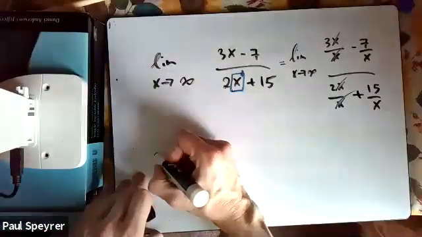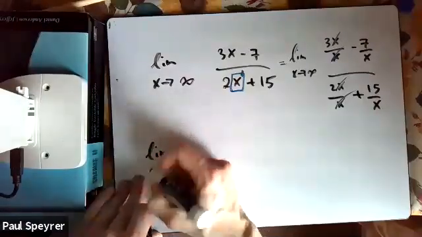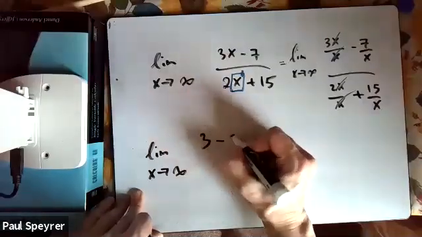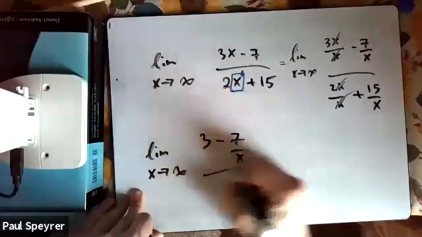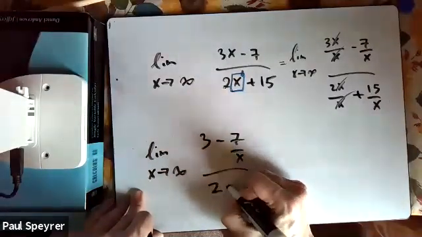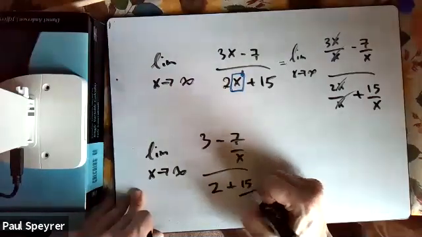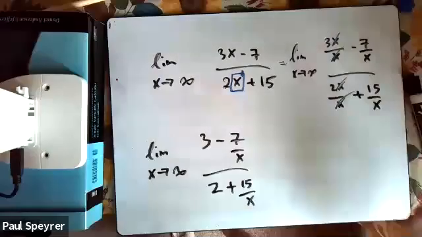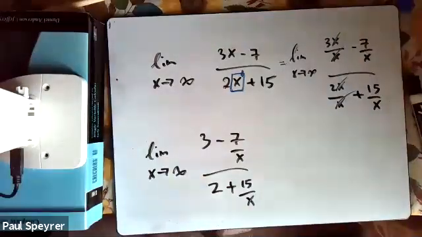And then what's left over? Well, now we have the limit as x goes to infinity of 3 minus 7 over x over 2 plus 15 over x. Now, if we plug the infinity in, are we going to have any issues? Are we going to have infinity over infinity?